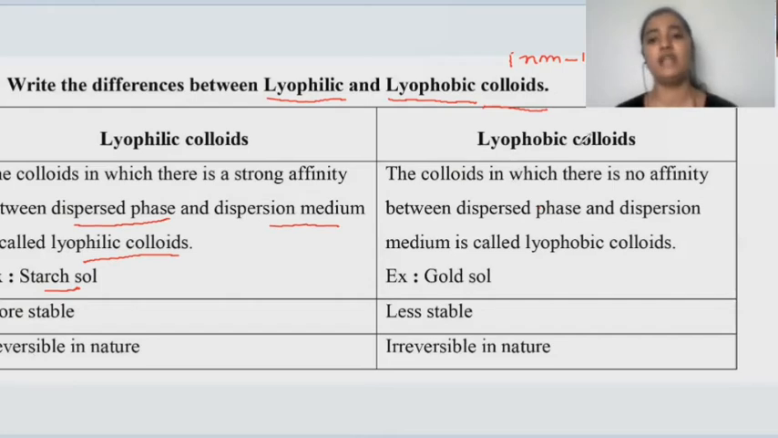When you think of lyophobic colloids here, these are the colloids in which there is no affinity between dispersed phase and the dispersion medium. There is no affinity between the dispersed phase and the particles of the dispersion medium. Such type of colloids are regarded as lyophobic colloids, and the best example for the lyophobic colloid is the gold sol. And when the lyophobic sols are prepared here, they are less stable in nature.